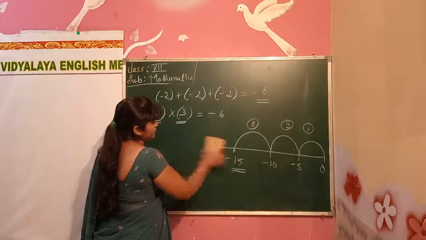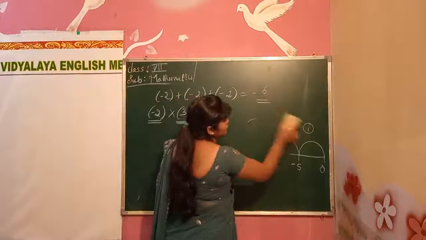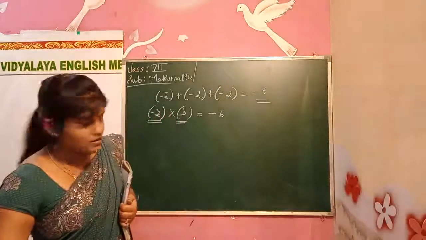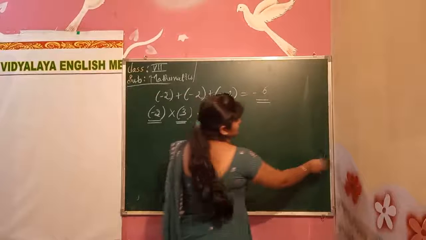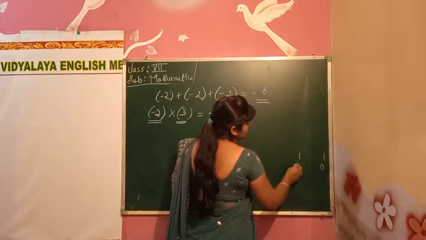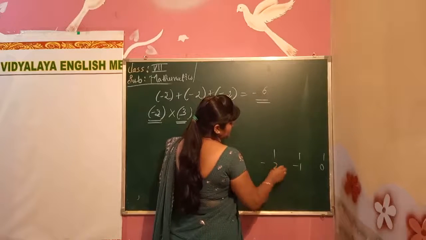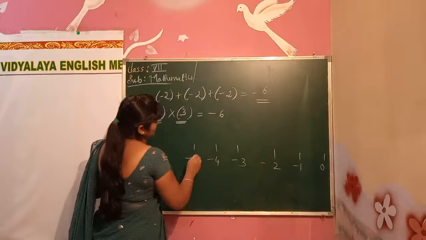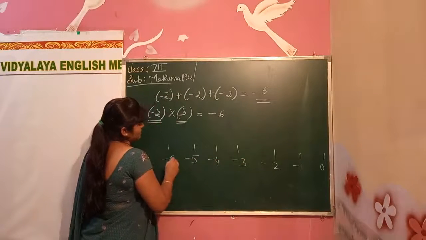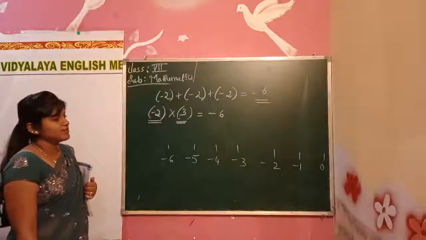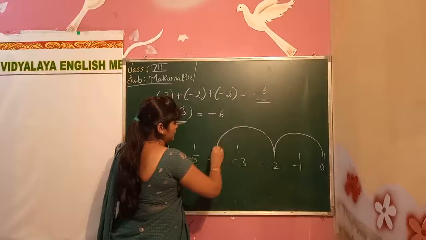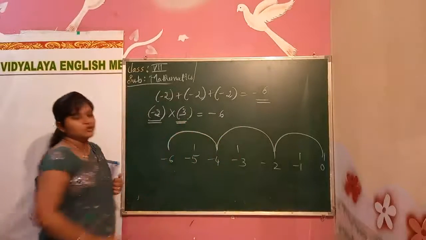Now how will we do it? Tell me how we will do. 1 2 3 we have to write here now. Take 0 from here, 5, minus 1, minus 2, minus 3, minus 4, minus 5, minus 6. Okay. 2 jumps. From 0 to 2 jump. Again 2 jump. Again 2 jump.